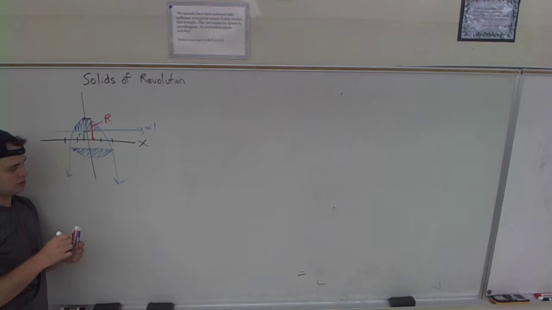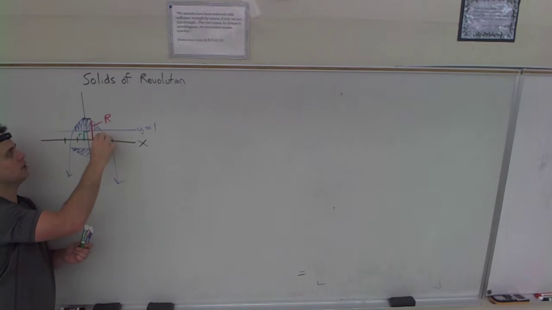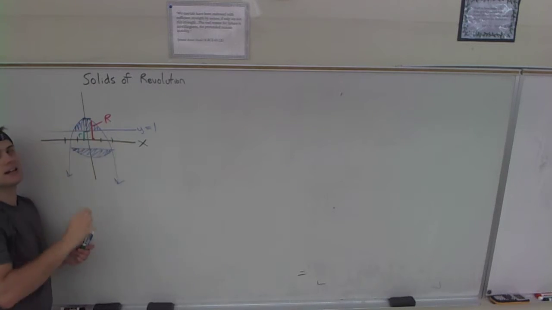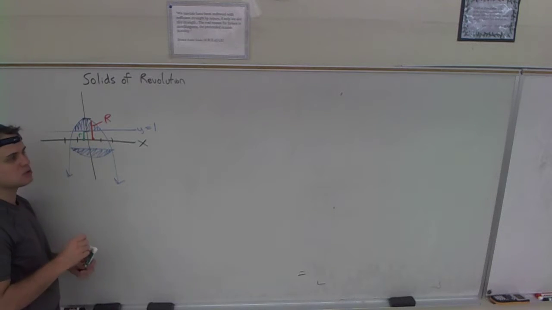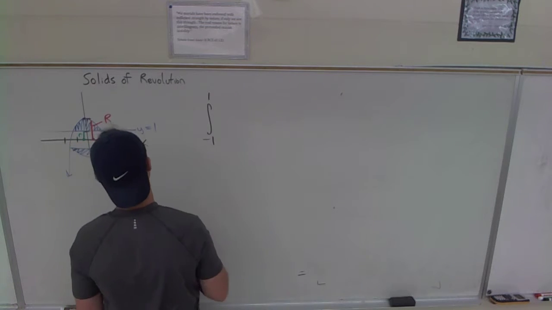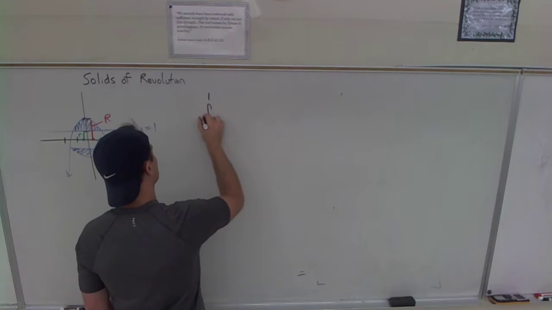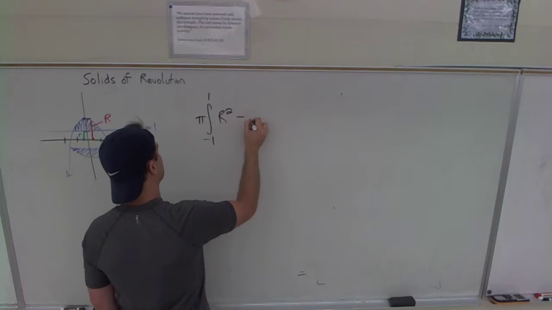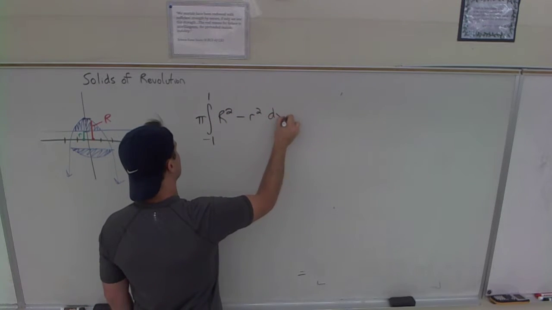So there you go. The outside radius is changing, and on this one the inside radius is fixed. So it's basically just a cylinder. You don't even need calculus, but let's just do it like that. So we're going to be going from the same edges, -1 to 1. And this time we're going to go pi big R squared minus pi little r squared dx.